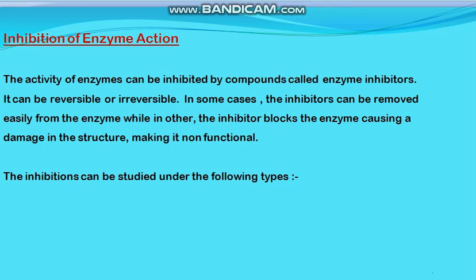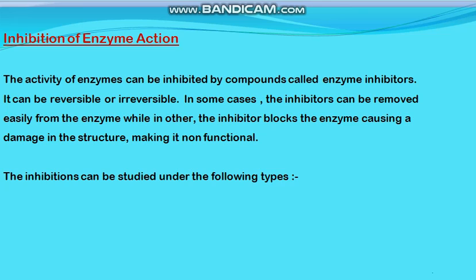Now, next comes the inhibition of enzyme action. The activity of enzymes can be inhibited by compounds, and those compounds are called enzyme inhibitors. It can be reversible or irreversible. In some cases, the inhibitors can be removed easily from the enzyme, while in others, the inhibitor blocks the enzyme, causing damage to its structure, making it non-functional.